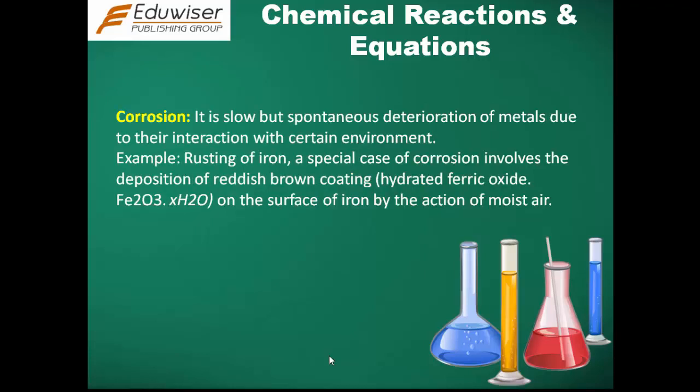Corrosion is a slow but spontaneous deterioration of metals due to their interaction with a certain environment. An example would be rusting of iron, a special case of corrosion which involves the deposition of reddish-brown coating of hydrated ferric oxide, Fe2O3.xH2O, on the surface of iron by the action of moist air.